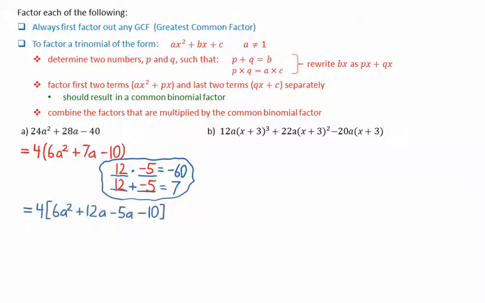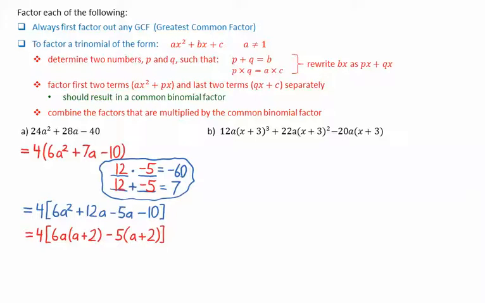We'll then rewrite that trinomial, breaking up the 7a into 12a minus 5a. Noticing the 6a squared plus 12a, we can factor out a common factor there of 6a. Note the 4 that we had originally factored out has to remain. We then look at the minus 5a minus 10. From there, we can factor out a negative 5. And note here that we also obtain an a plus 2.